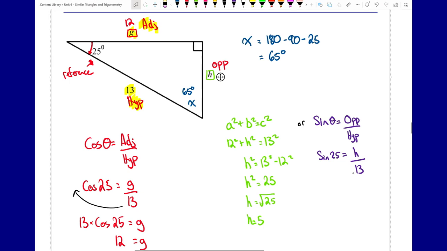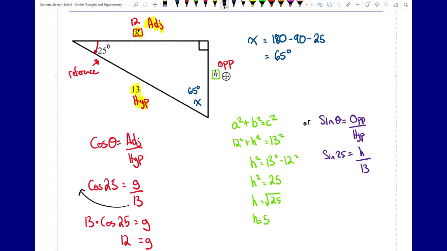Again, in this case, we bring the 13 up because the missing piece is on top. So we bring up and multiply. So 13 times sine 25 equals h. 5.5 equals h. So a little bit of a different answer here. So let's see if we did something wrong.